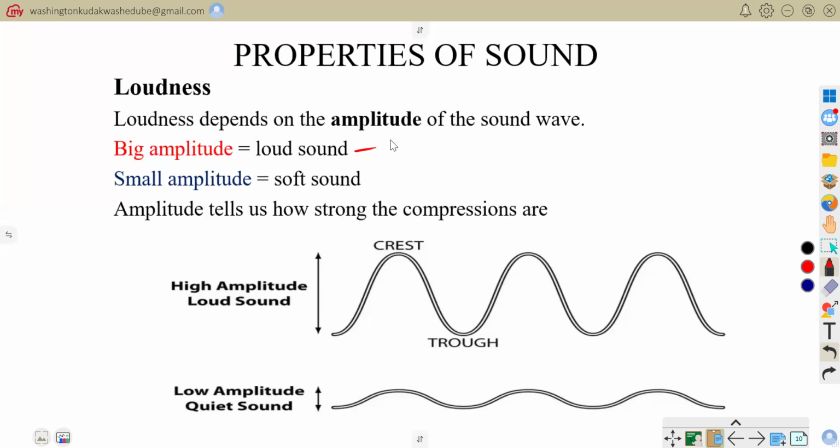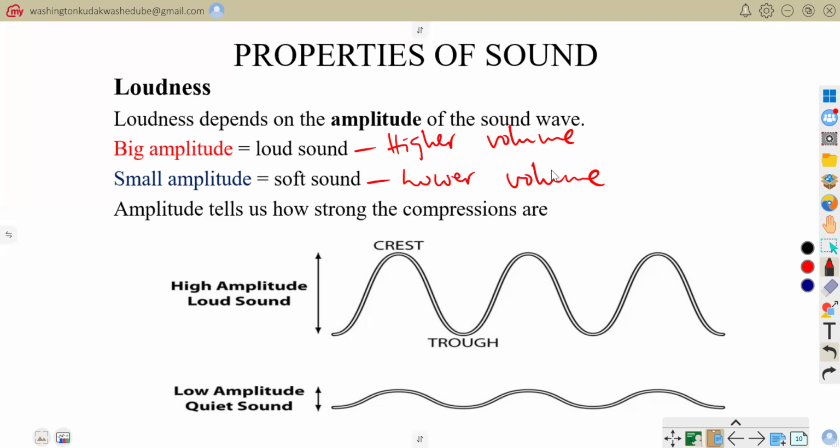So you would know that a higher volume corresponds to louder sound. So it will correspond to bigger amplitude. And then lower volume corresponds to soft sound, which corresponds to smaller amplitude. So that is how we determine the characteristics of our sound.